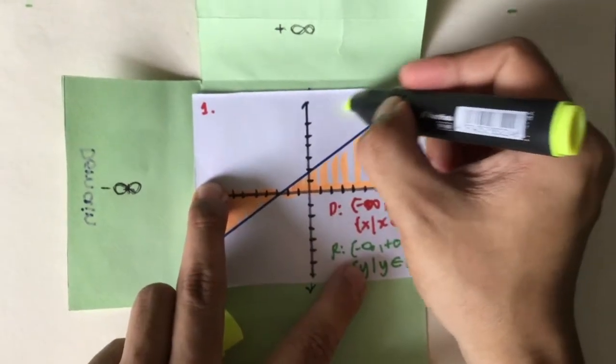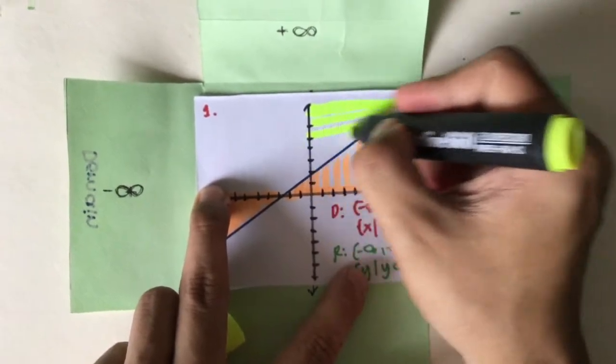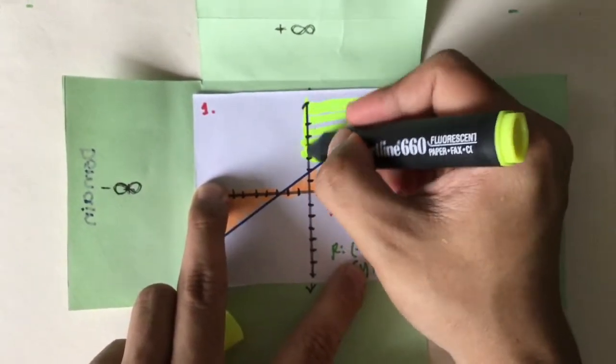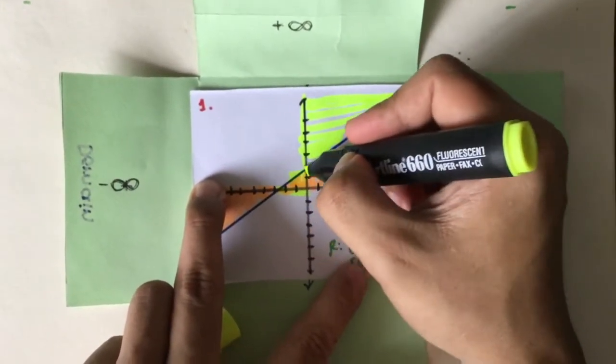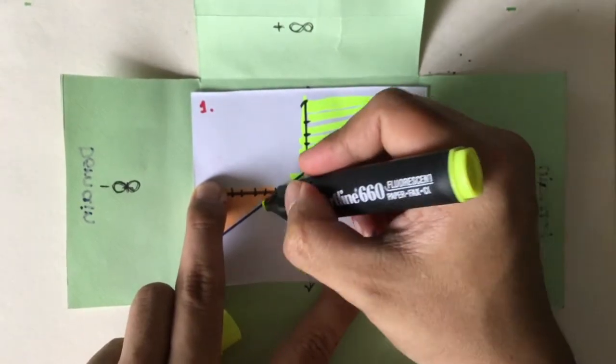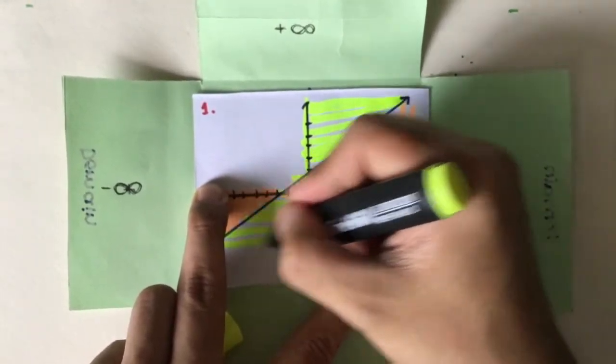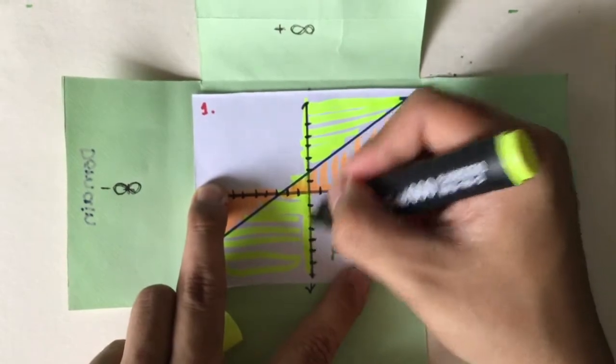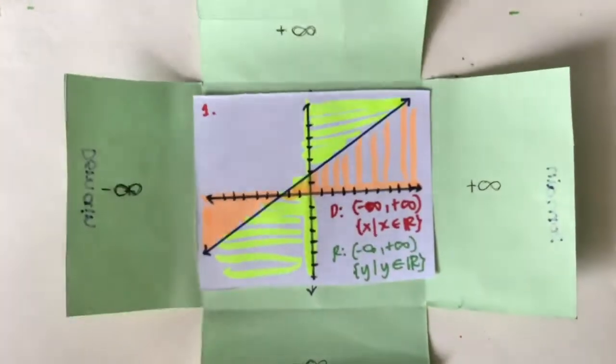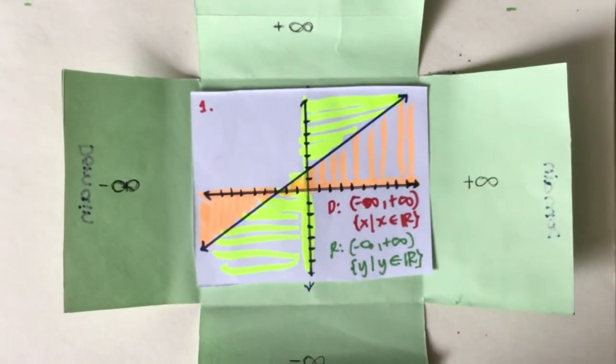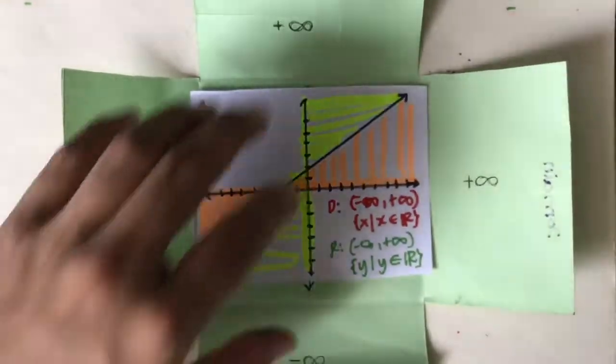For your range, you shade your graph towards the y-axis, and as you can see, it hits all the y's here. So extend, extend, extend, and you will see that it hits all the y here. So therefore it goes to infinity. So your domain and range is all real.